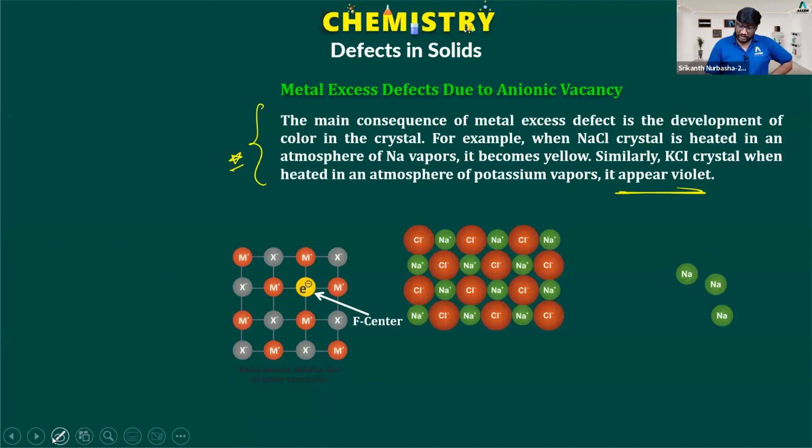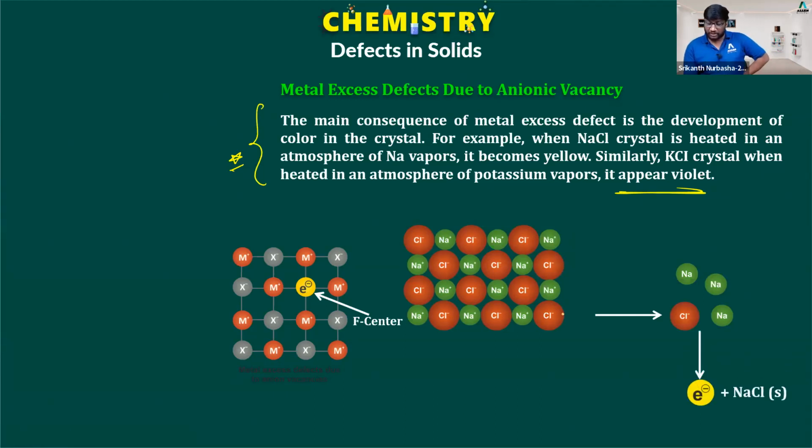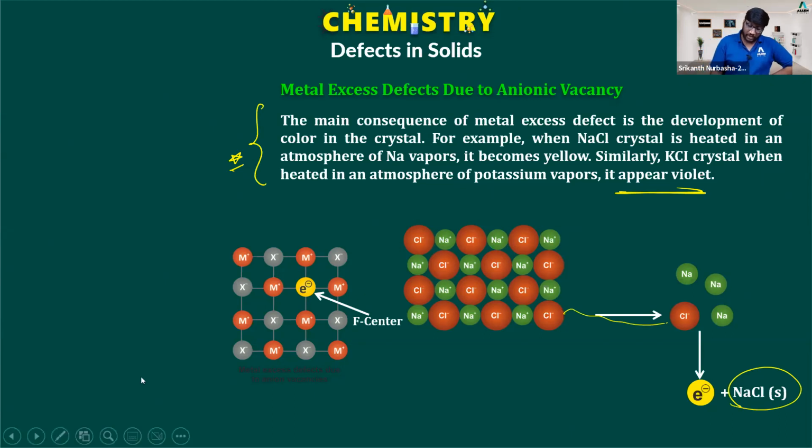In the NaCl crystal, the new Na plus ions are coming. So Cl minus is lost, the electron is gained, and the Cl minus lost will develop electrostatic attraction with Na plus to form NaCl solid, and the electron will occupy the respective anionic vacant sites. Those electrons are nothing but F centers, because of which you have the respective color. NaCl crystal heated in an atmosphere of sodium vapor becomes yellow.